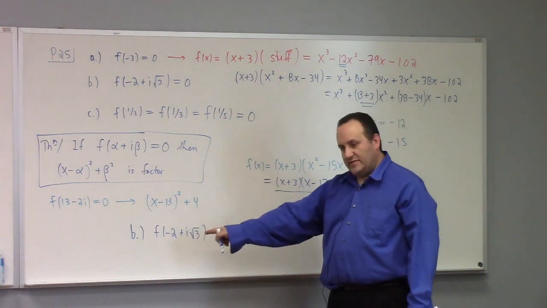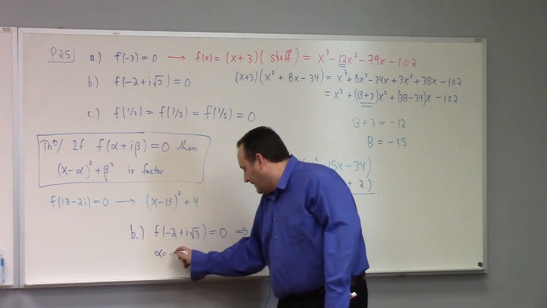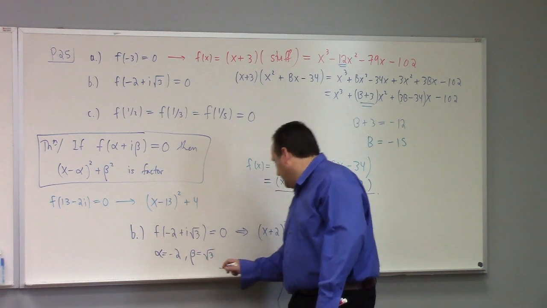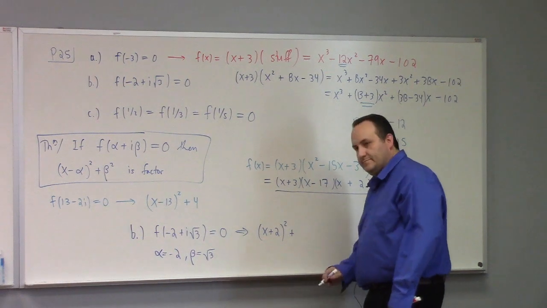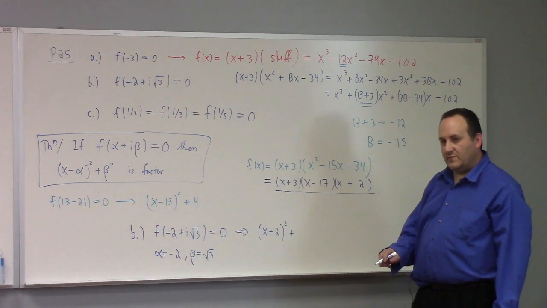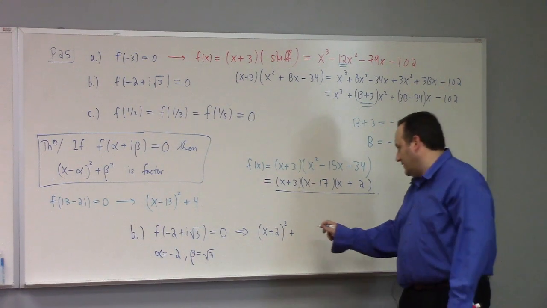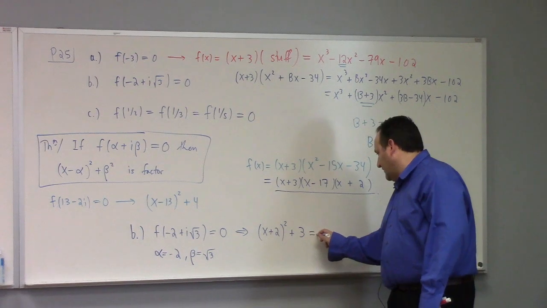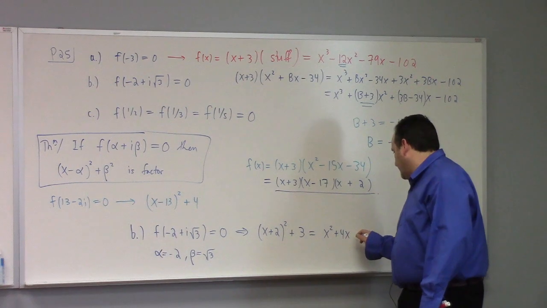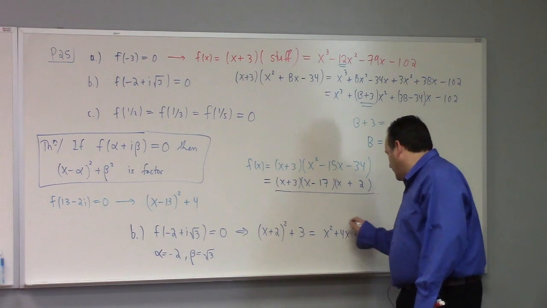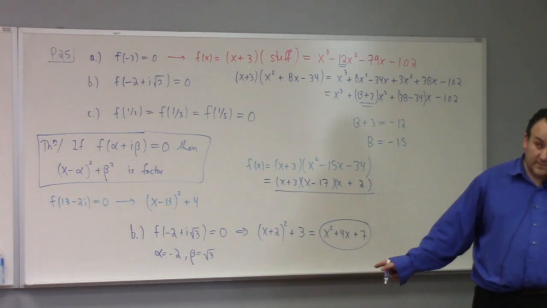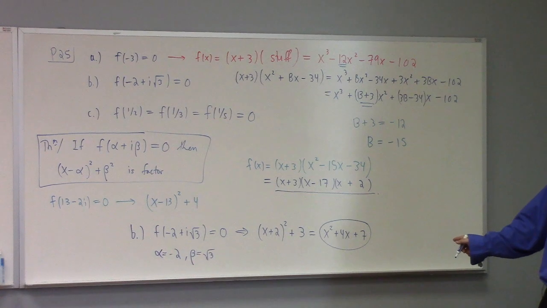So my alpha is minus 2, and my beta is the square root of 3. If beta is the square root of 3, what's beta squared? 3. Yeah, just 3. So this, which we can multiply out, x squared plus 4x plus 4 plus 3, is x squared plus 4x plus 7. So this right here has to be a factor for your part B. That's only one part. That's not the answer.